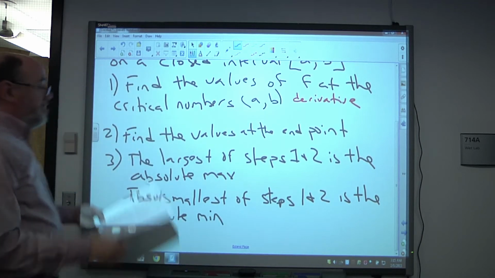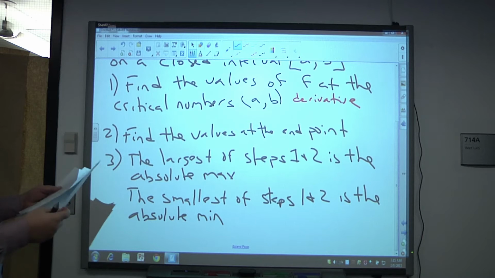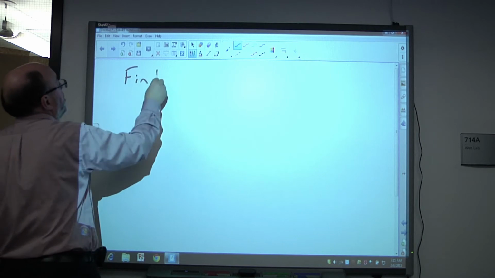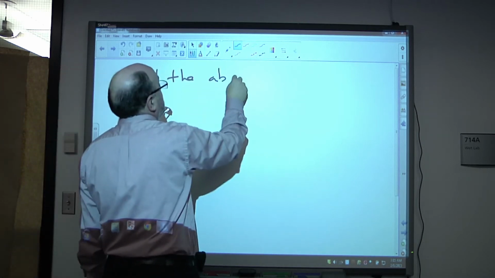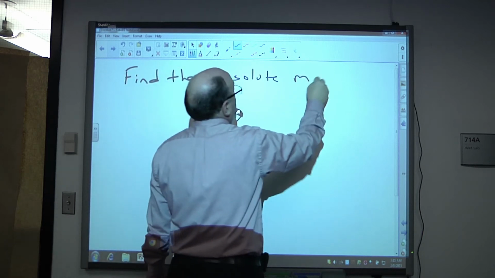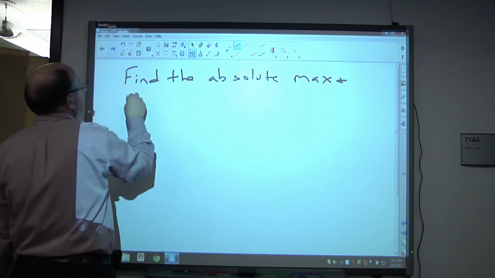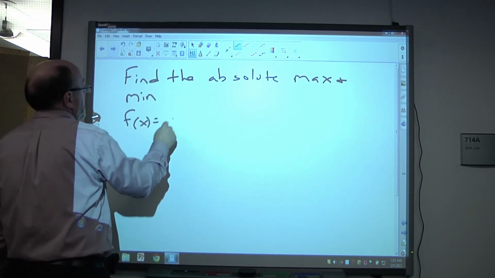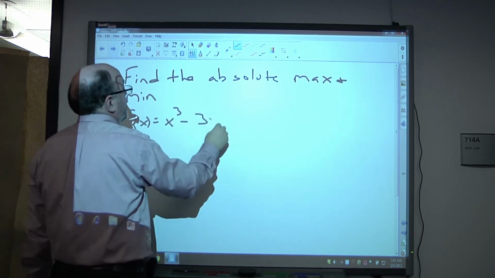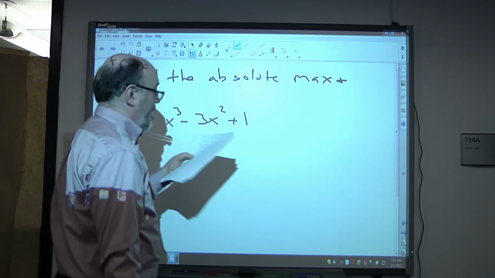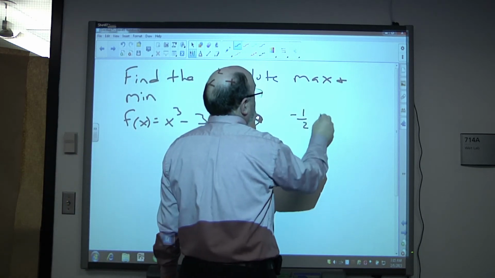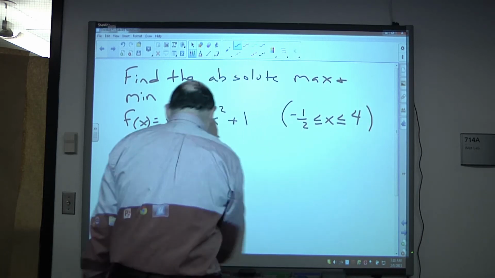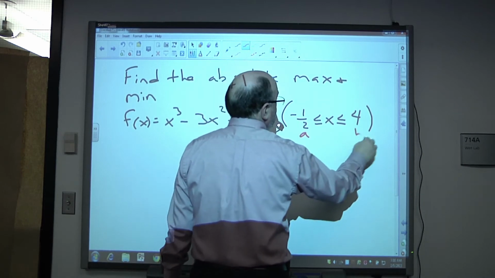Okay. So let's go through an example as to how this works. We'll do this problem. Find the absolute max and min for the following. We have f of x equals x cubed minus 3x squared plus 1, on the interval of minus 1/2 up to 4. Which means this is the A and this is the B.